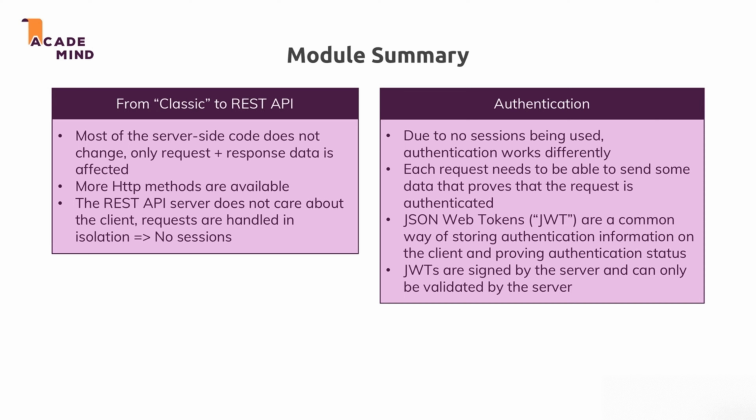And that is this JSON Web Token, which we generated and worked with in this module. It's a common way of storing some authentication information in a token, a piece of data, which you send to the client, which you store on the client, and which then gets attached to every outgoing request to a protected resource. JSON Web Tokens are signed by the server, and only the server can validate them by using a private key, which is only known to the server. Hence, you can't fake or manipulate tokens on the client. And that's it for this module.